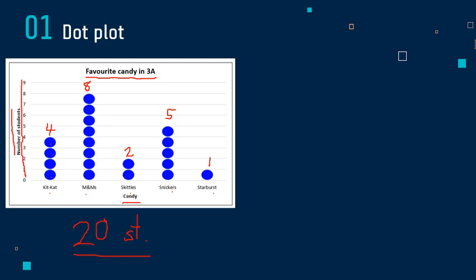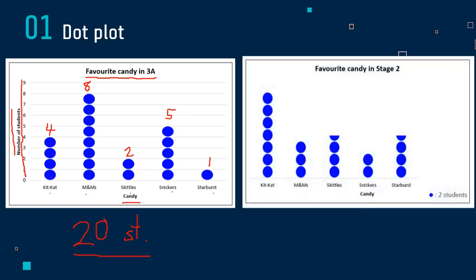Now this changes where we have a scale in play. So let's look at this dot plot over here. Now this is favorite candy for stage 2. Now usually we use dot plots where there aren't too many data values altogether. So you wouldn't want to have to count 100 dots up or 1,000 dots because it really is quite painful. You'd probably use a different type of data display, probably a column graph for that. But for small numbers, dot plots are quite useful.